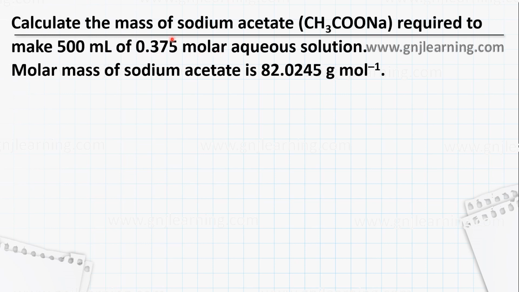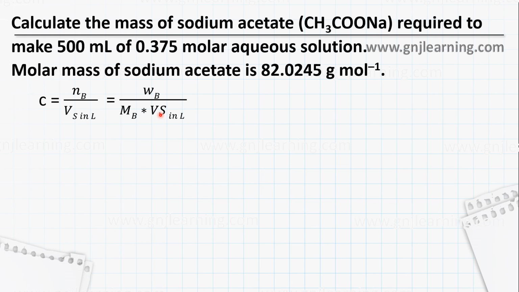So in the previous problem we calculated the molarity. In this problem they are asking to find out the mass of sodium acetate. Clear? So let's see the formula. We have the formula like this. C is equal to Nb, that is the number of moles, divided by V. What they have asked for is mass, and what they have provided is the molar mass. So we have to use the second equation. The second equation is Wb divided by Mb into V.